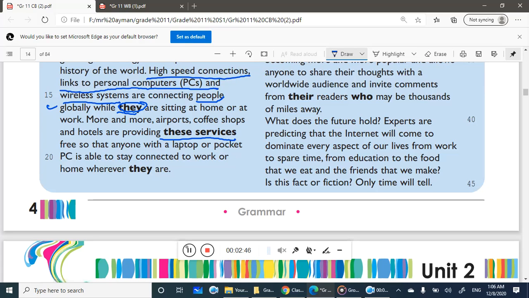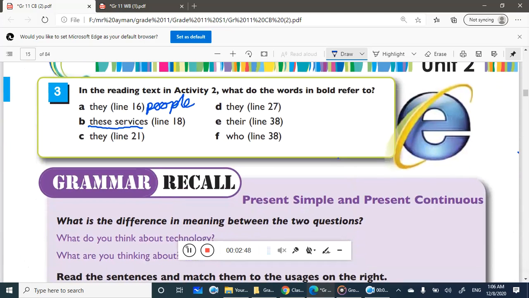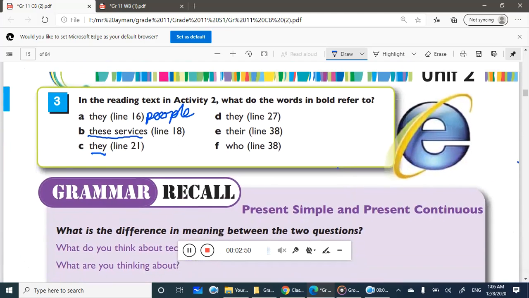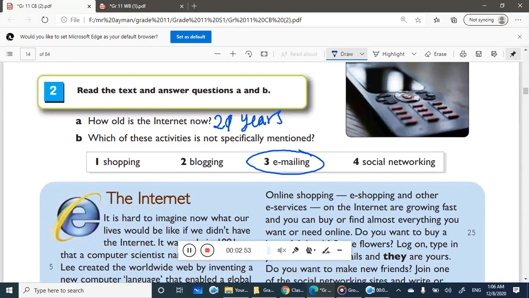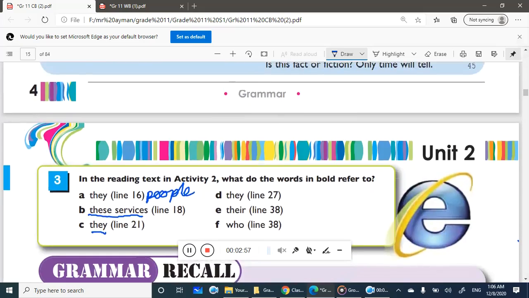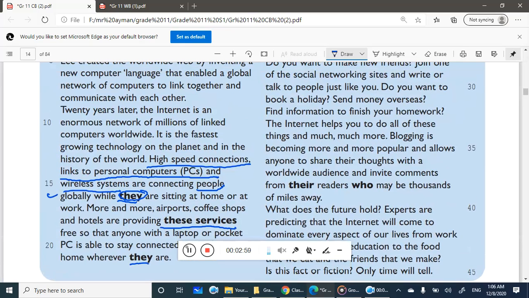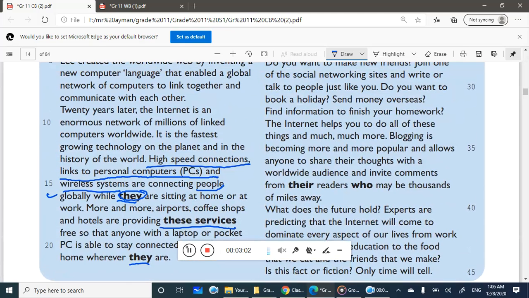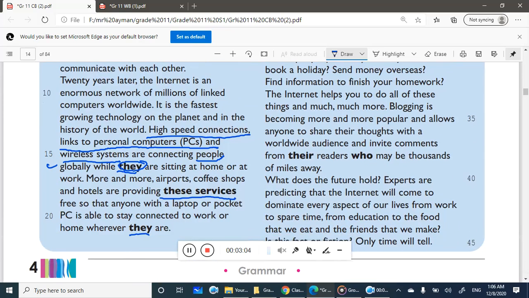Okay. So next, the word they on line 21. I think it is the last one here. Yes, this one. The word they refers to anyone with a laptop or pocket PC. This is for the word they.